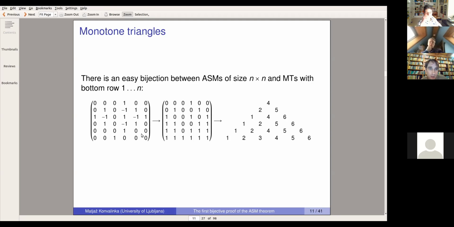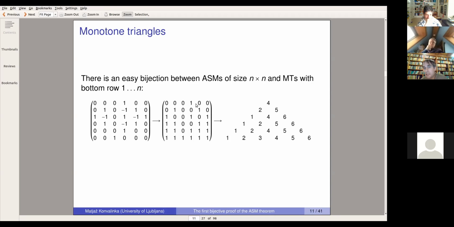And how does this work? Well, we start with an ASM, and then you take the matrix of partial column sums. So, for example, if I take the sum of the first 3 rows, I will get 1, 0, 0, 1, 0, 1, as you can see here, right? So it's easy to see that now you just get zeros and ones, right? Minus 1 disappear. All the partial sums are 0 or 1.